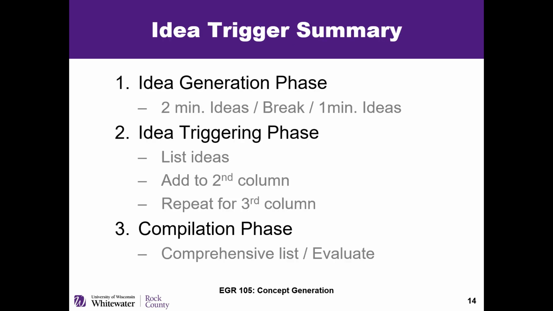So again, for the idea trigger, the idea generation is done in 2 minutes, a break, and then maybe some more time after that. Then the ideas are brought together in the triggering phase, where you listen to other people's ideas and bring in new ideas on that, making second and third repeats of other ideas that are going around in the group. You continue this until all ideas have been exhausted. And then finally is that compilation phase.